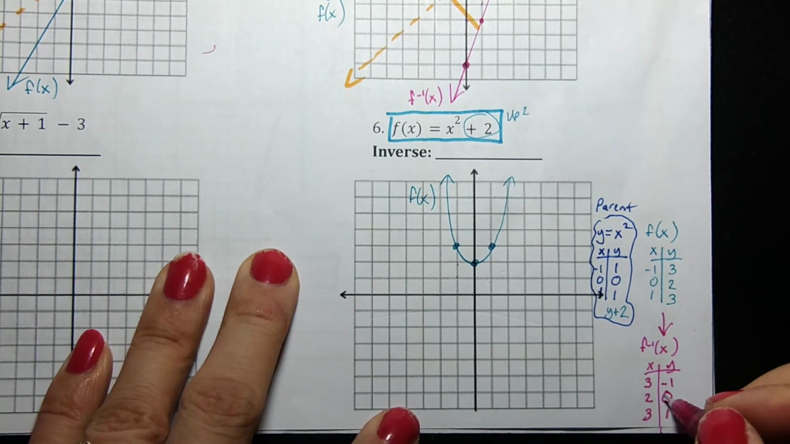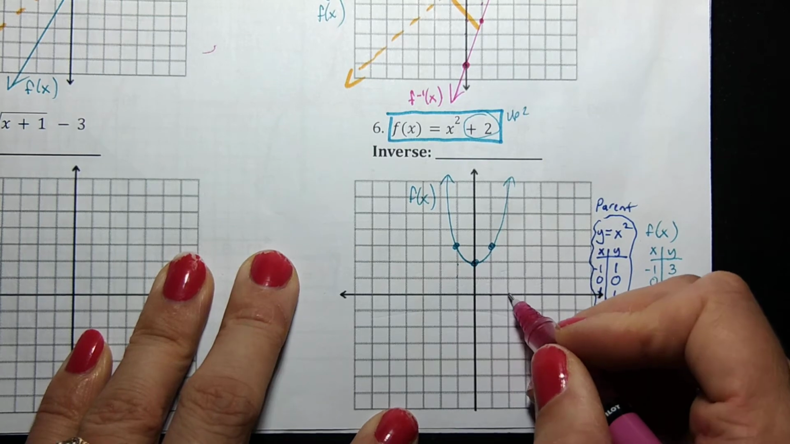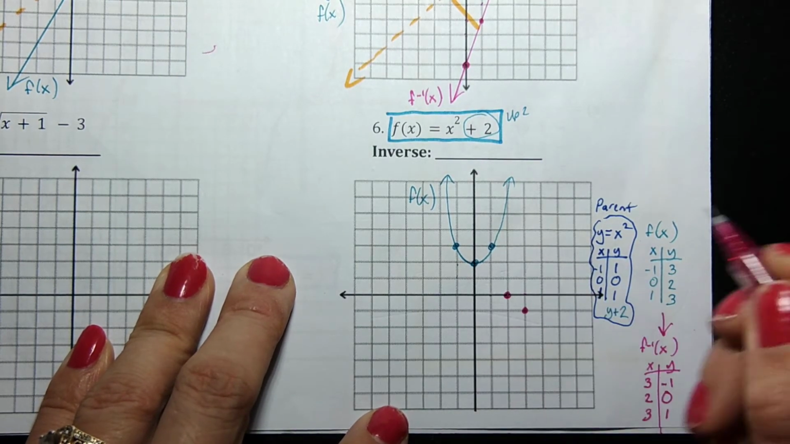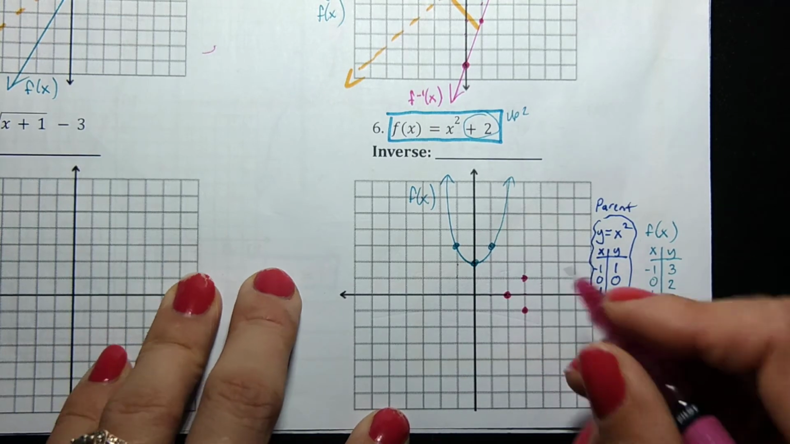So now plotting these points, forward 3, down 1, 2, 0, 3, 1.